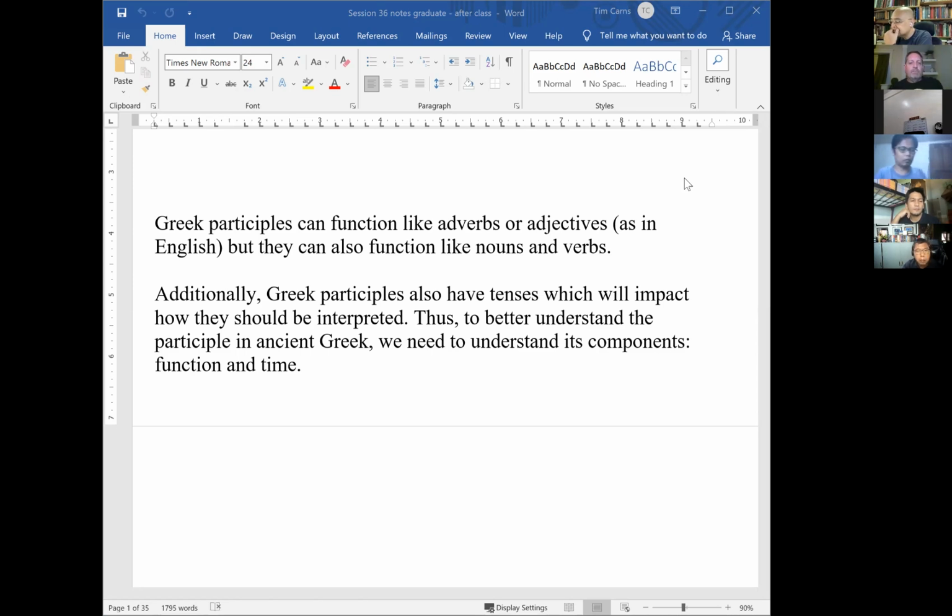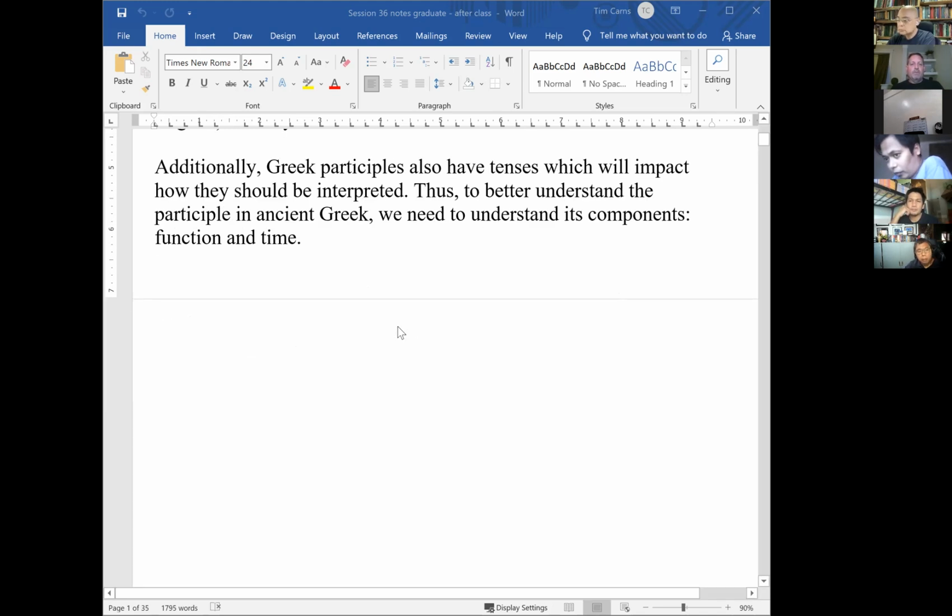Another aspect too in Greek participles is because they do have a verbal component, they have tenses that in English it's a little bit harder to see. Normally you need helping words like having been born or something like that to give an idea of tense in English. But in Greek, the tenses are more explicit and more direct. It's easier to identify them and identify their function, which is really helpful.